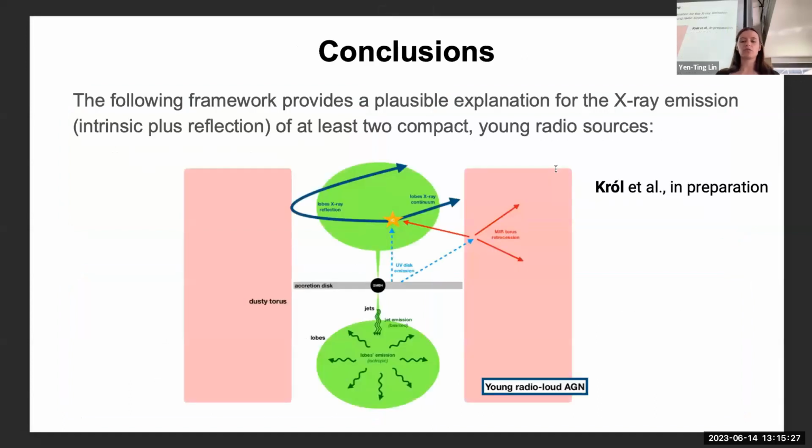So as a conclusion, I can say that at least two of our sources, their X-ray emission can be explained using the model in which we have inverse Compton scattering on the electrons within the radial lobes. And since both of those sources have small linear sizes, which are smaller than measured torus sizes, we can expect that it may be a possible alternative to literature X-ray coronas.